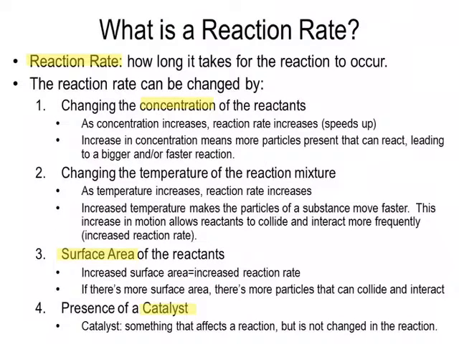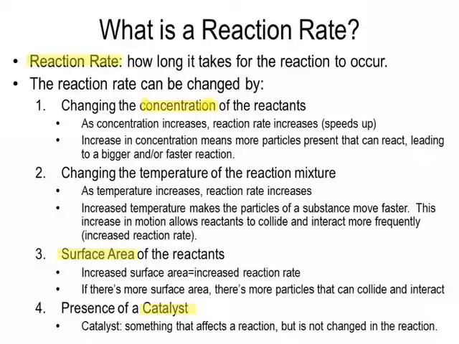Reactions also can occur at different speeds, and that's called the reaction rate. There are a few ways that the reaction rate can be adjusted. One is by changing the concentration of the reactants. Concentration means how much there is. So if you have more reactants, then the reaction can occur for longer and faster. Changing the temperature, usually if you make something hotter, then the reaction will occur faster. If you cool something down, it will go slower.